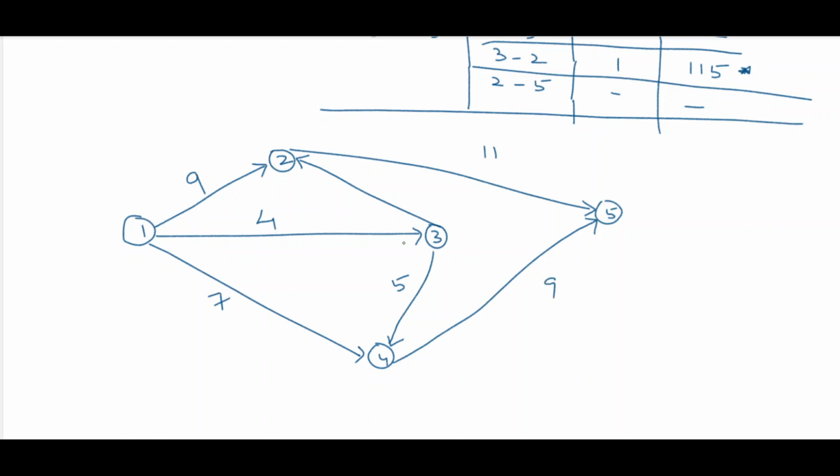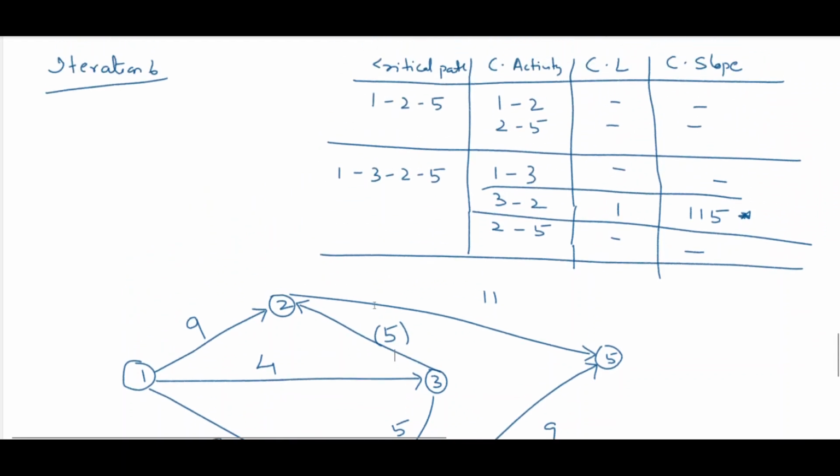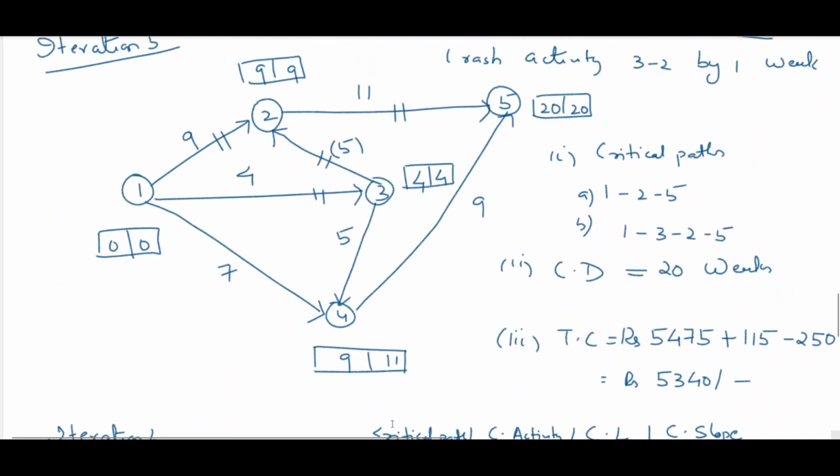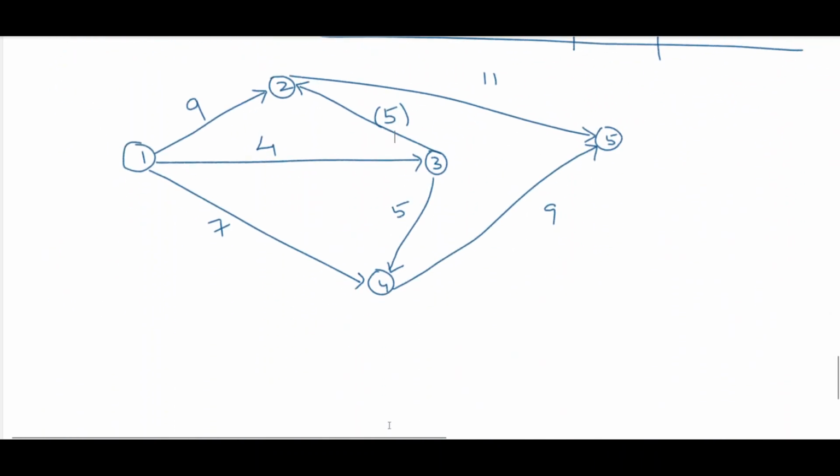Only for activity 2 3, earlier it was 5 weeks, so I will now use 4 weeks. All others remain the same. Okay. Now I will construct the network. I have constructed the network. Now I will calculate the EST, LST, EFT and LFT at each and every node.